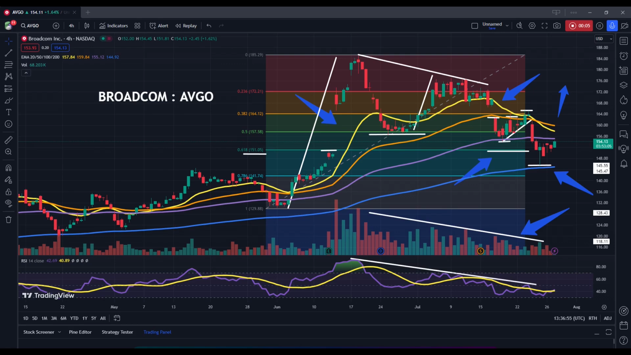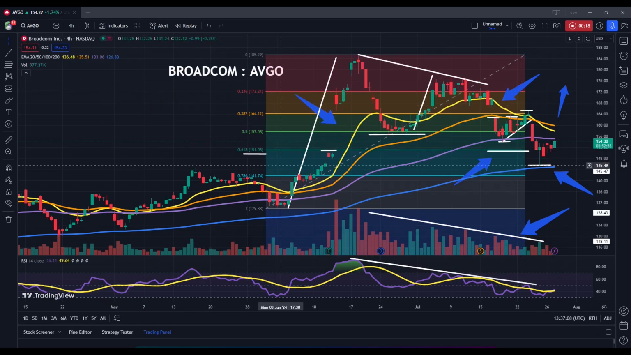We have the 4-hour price chart for Broadcom Incorporated, stock ticker AVGO. Here we can see a bit of a positive start to the Monday trading session. We are getting some slight movements higher here.